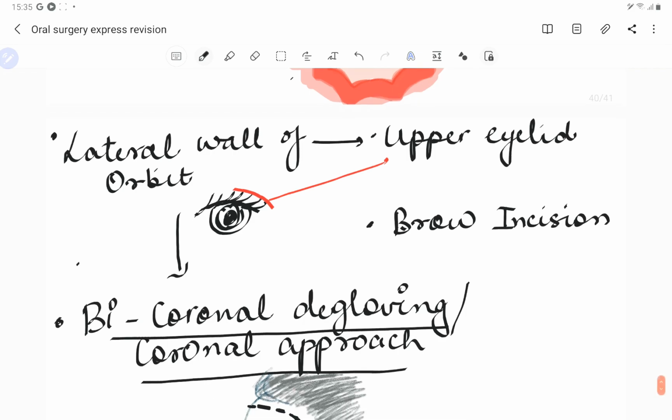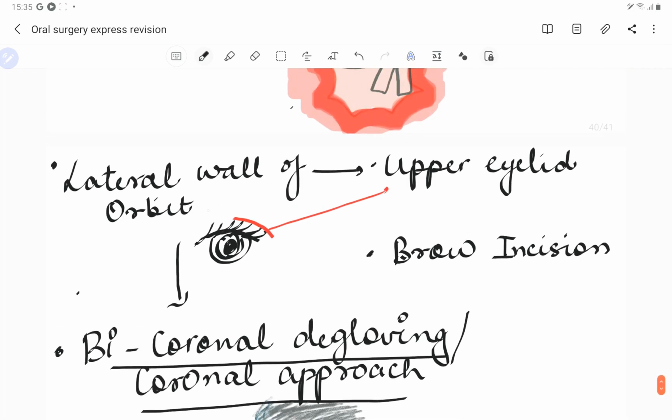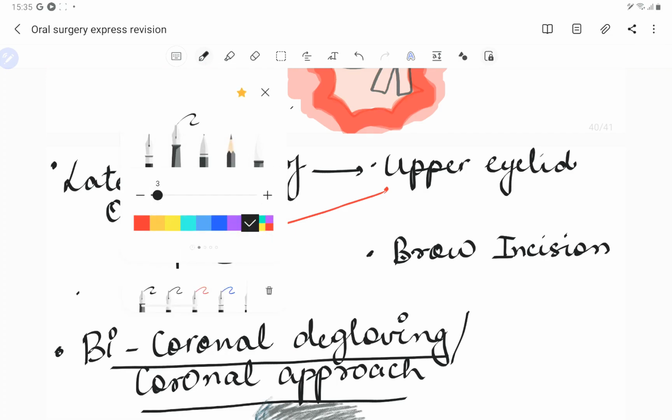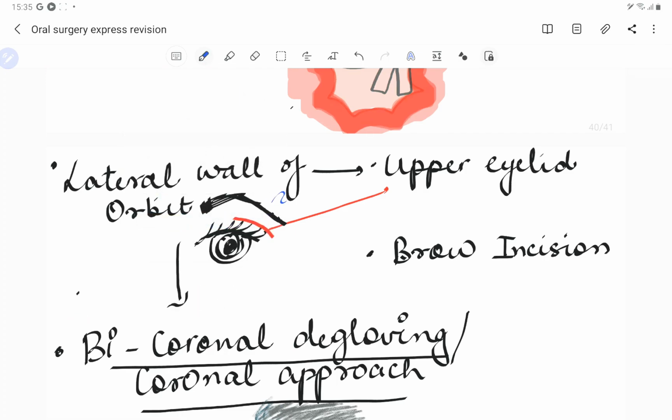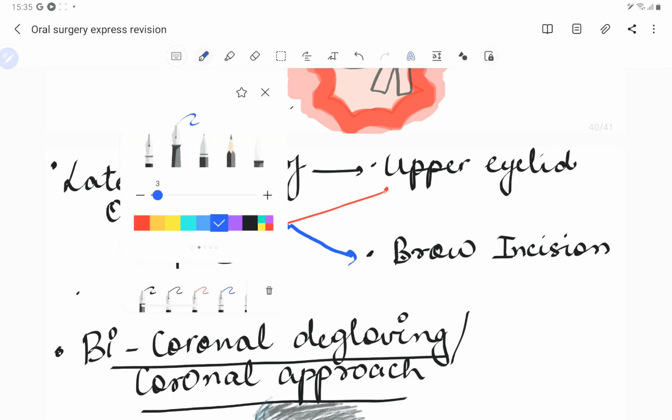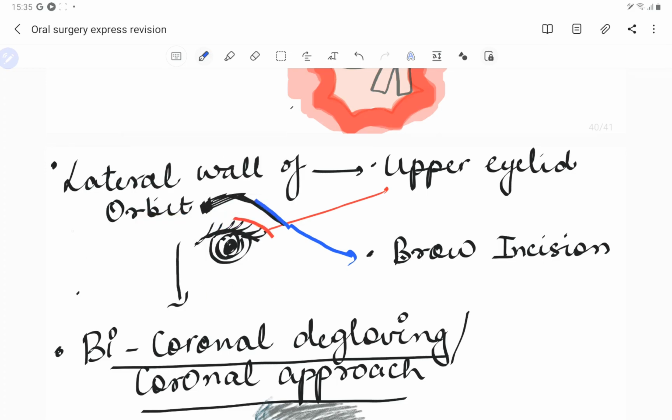Then brow incision. So same thing if we do in the eyebrow, that is the brow incision. This particular line is our brow incision. So when we go expose the frontozygomatic suture, both of these are to expose the frontozygomatic suture.